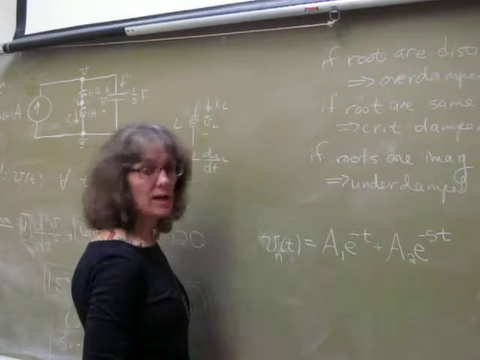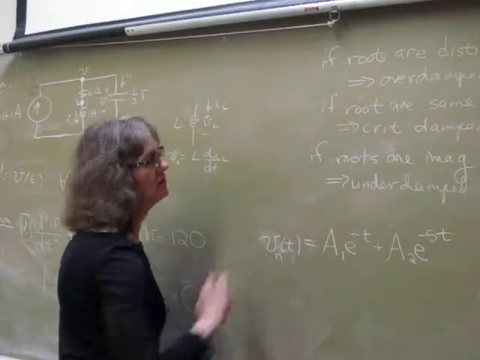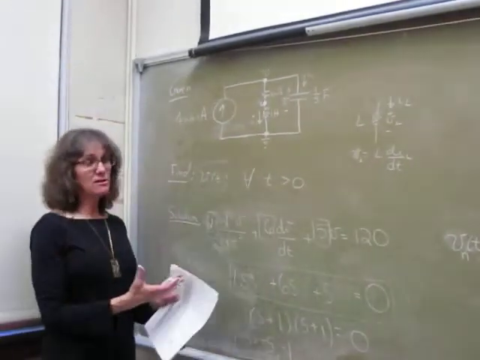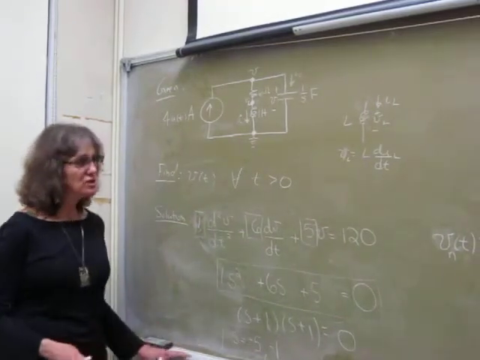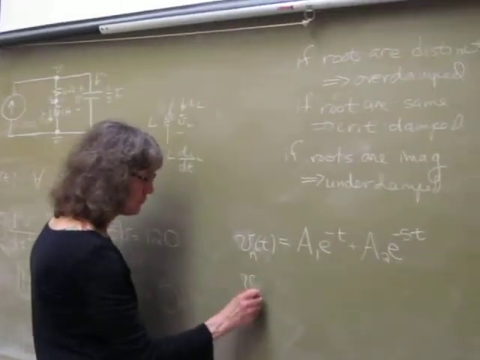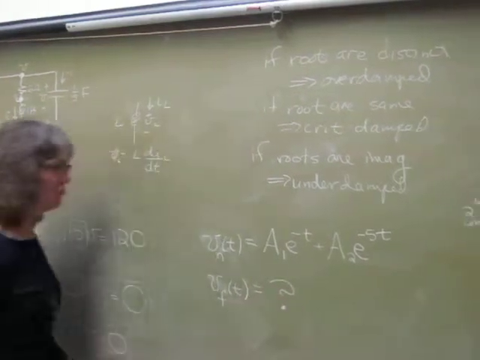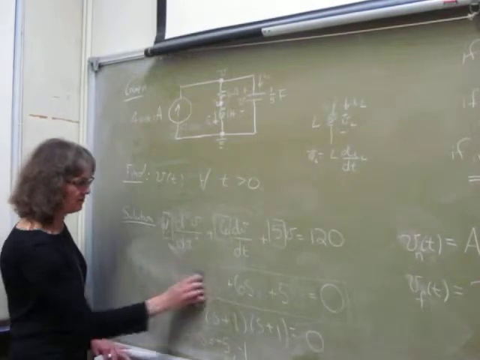Am I going to try to calculate those constants right now? Absolutely not. Don't even be tempted. You've got to get the complete solution first. And so to get the complete solution, I need to get the forced part as well. Okay, so how do I get the forced part of the solution? And I'm going to erase this here.